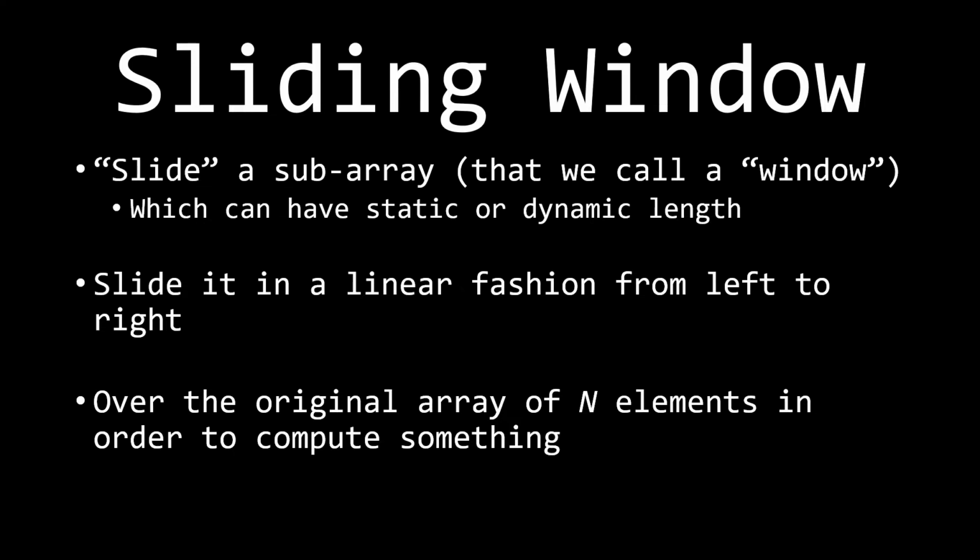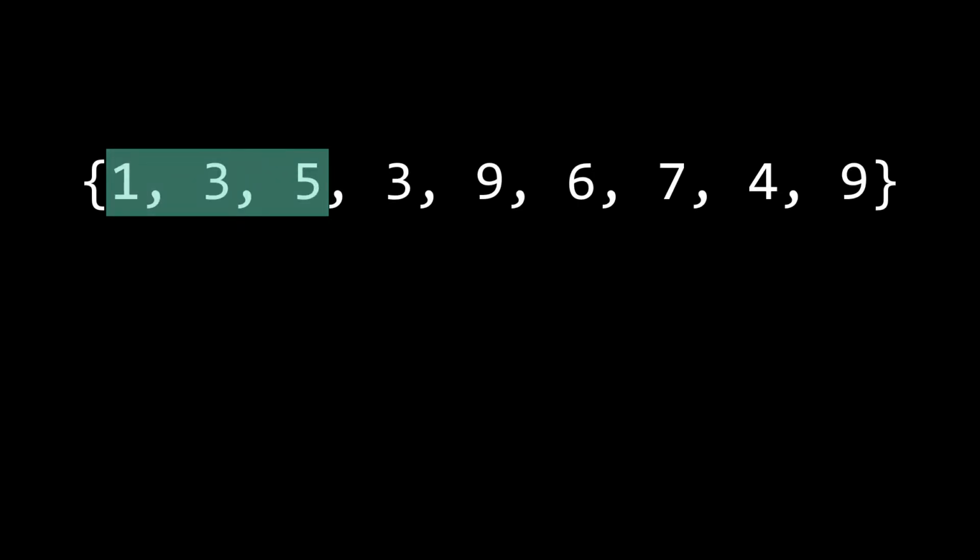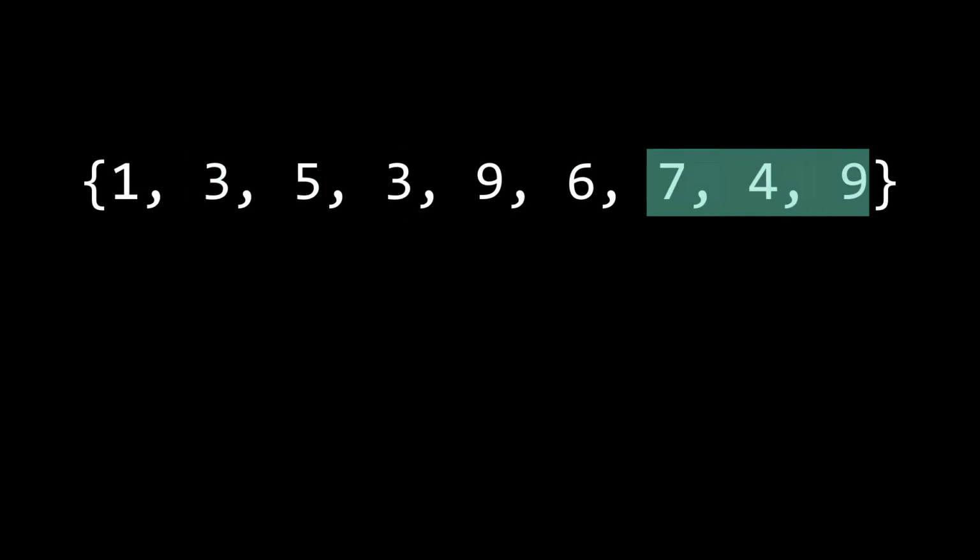So let's look at an example of a static sliding window that's just going to move from left to right in a linear fashion. Here, let's say I have my array of elements 1, 3, 5, 3, 9, 6, 7, 4, and then 9. And then I have a static window that's covering 1, 3, and 5 initially. Then, once I move my static sliding window from left to right, it should look something like this. Okay, so that's the static sliding window.